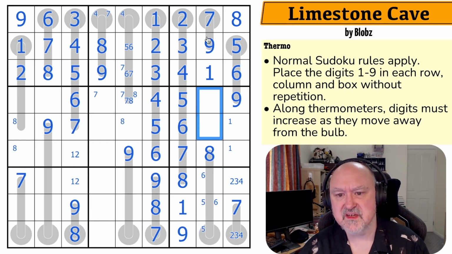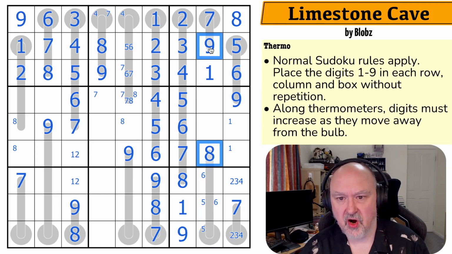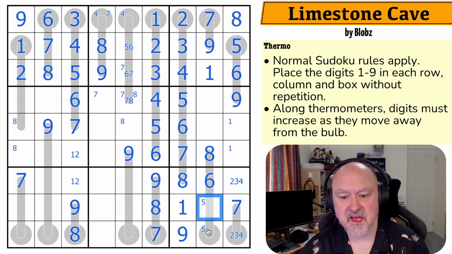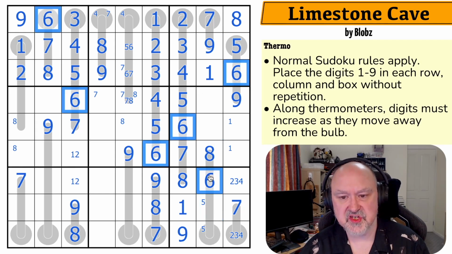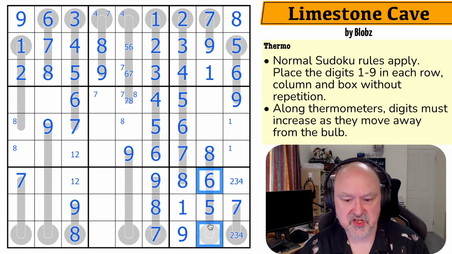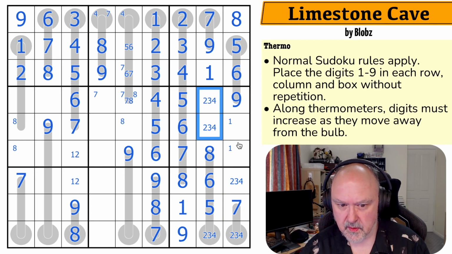Where is 6? 6 in this column can't be in there. So it has to be down here. But there's no digit higher than 6 available if this is 6. So that's the 6. Now, where does 5 go? It can't go here. It has to go down here. And there's no digit higher than 5 available if it's there. That's the 5. In fact, the other way to look at it is if it was here, what digit goes between 5 and 6? It doesn't work. And these are 2, 3, 4. There's no 4 there.